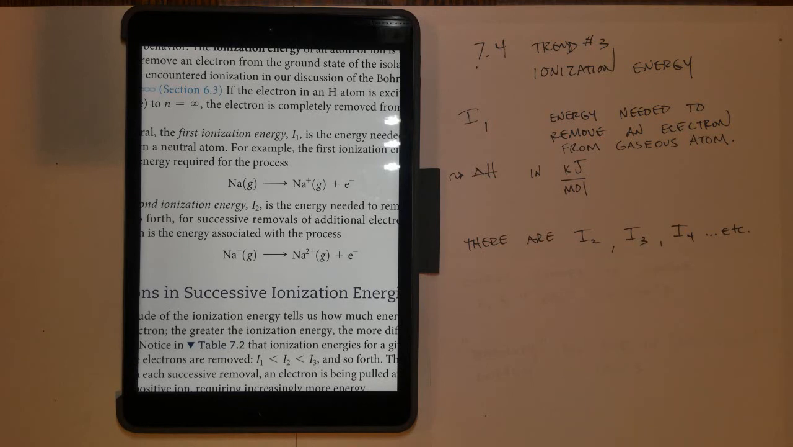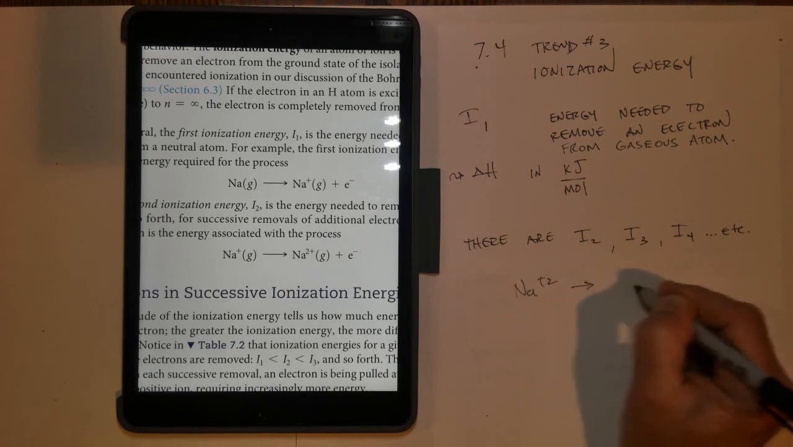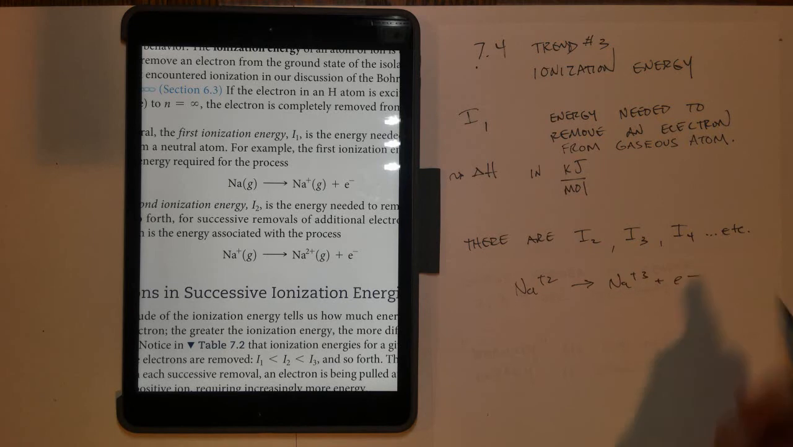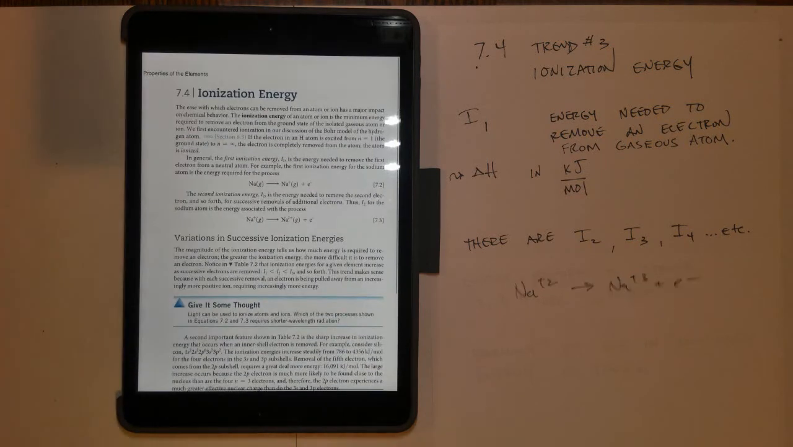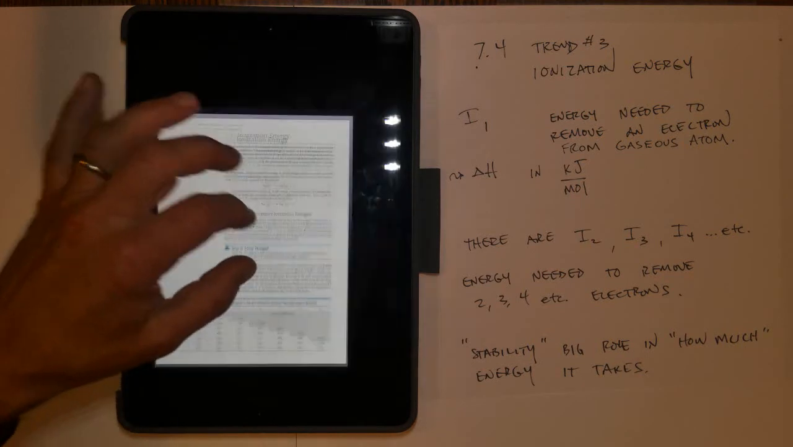You could have a third ionization energy for sodium, so that would be Na2+, and it would become Na3+, and it would lose another electron, etc. You could have a fourth ionization or fifth ionization energy. All right? It's the energy needed to remove 2, 3, or 4 electrons as you go I1, I2, I3, I4. All right? Stability plays a big role in how much energy it takes to remove these electrons.